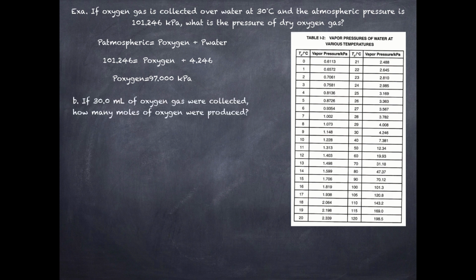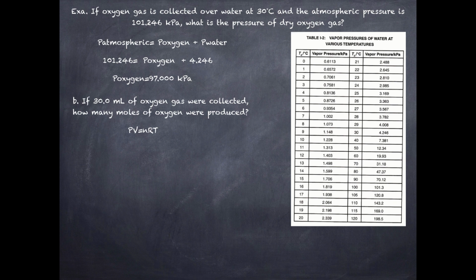What about the ideal gas law? So again, I know I'm at 30 degrees Celsius, and I discover that I've collected now 30 mils of oxygen gas, right, by actually measuring it on the tool that I decide to use. So I know my volume, I know my pressure, I know my temperature. I can use my ideal gas law, but I have to be careful. Keep in mind that your pressure needs to be in atmospheres, volume in liters, temperature in Kelvin.